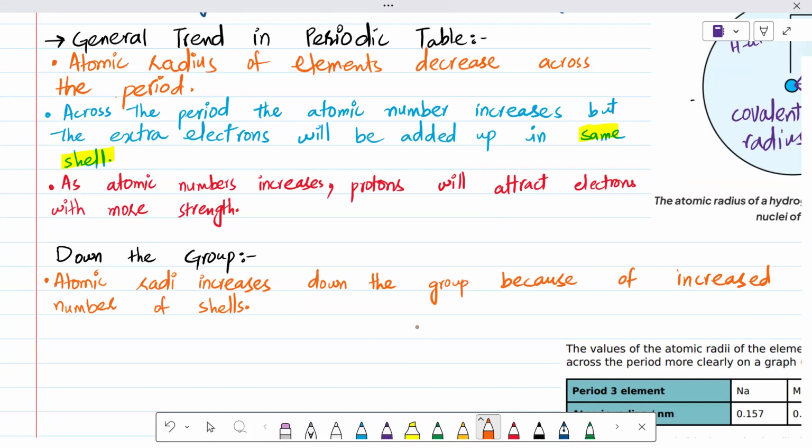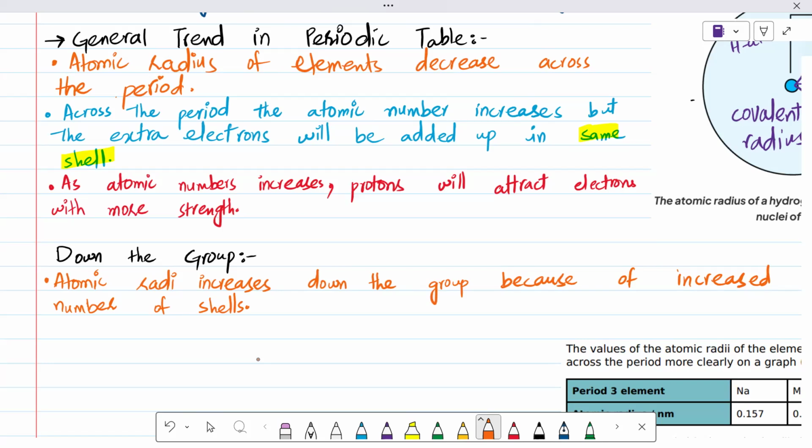Okay. What will happen when shells increase? How will the increase in shells increase the atomic radii? Can you suggest any idea? I am asking how this is related to the increase in atomic radii. How is this statement linked? When the number of shells increases, the atomic radius will also increase.